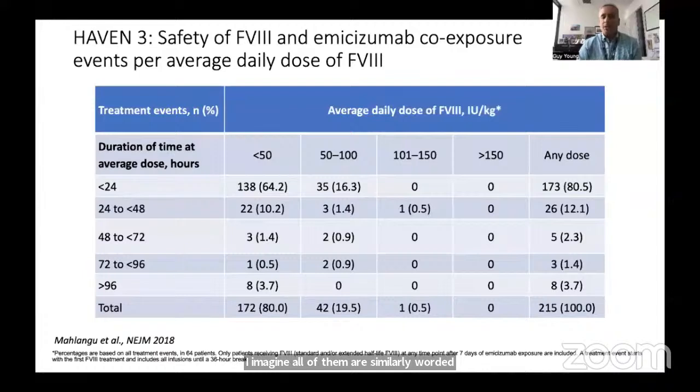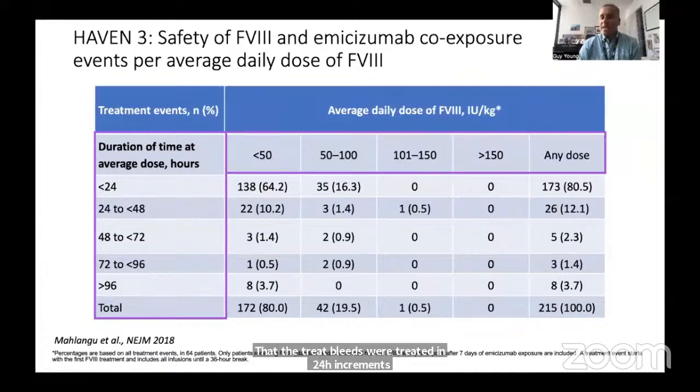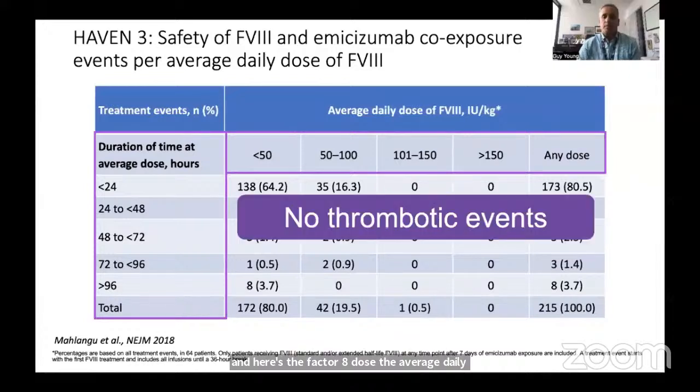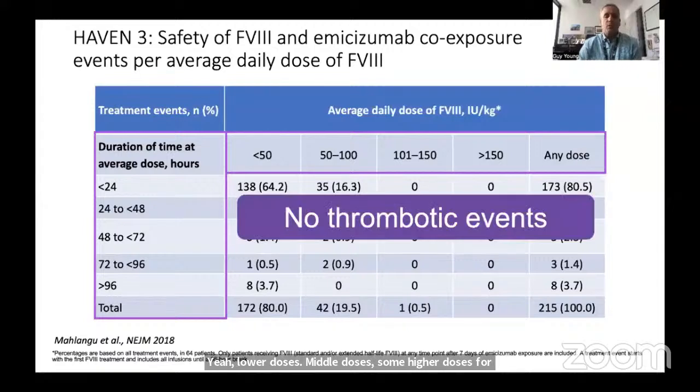So what about the non-inhibitor patients? What about patients who are using factor VIII to treat bleeds? So here's the safety of factor VIII and emicizumab co-exposure for bleeding events. It's a similar table to the one I showed you with the APCC. Here's the duration of time that the bleeds were treated in 24-hour increments, and here's the average daily dose of factor VIII. There were no thrombotic events. You can see there were 215 bleeds treated. If I go back, you can see lower doses, middle doses, some higher doses for as much as more than 4 days in some cases, and a total of 215, and there were no thrombotic events.